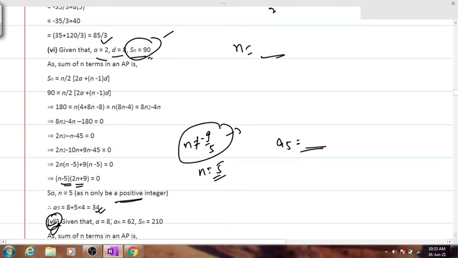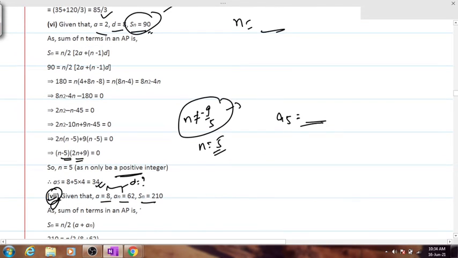Seventh question: A has been given, An has been given, Sn has been given. So obviously the missing term over here is d. You'll have to calculate the value for d over here, right? Tell me the value for d first. And then Sn has also been given.